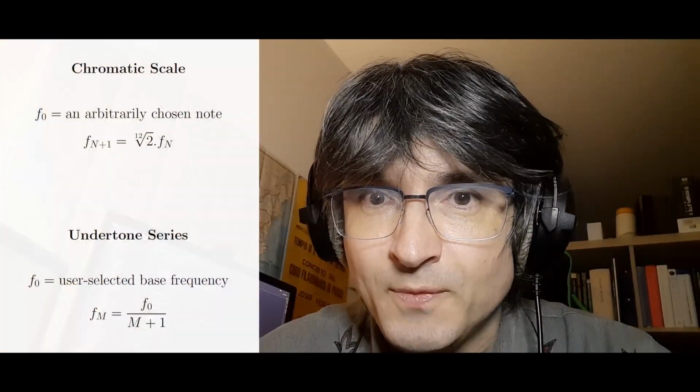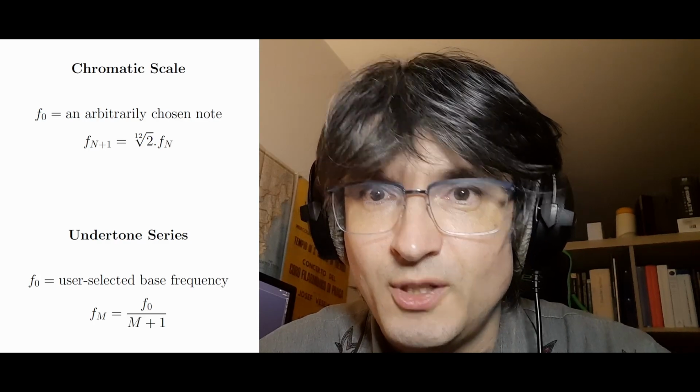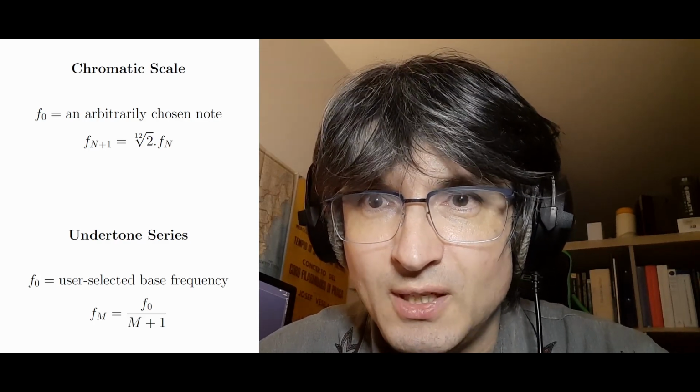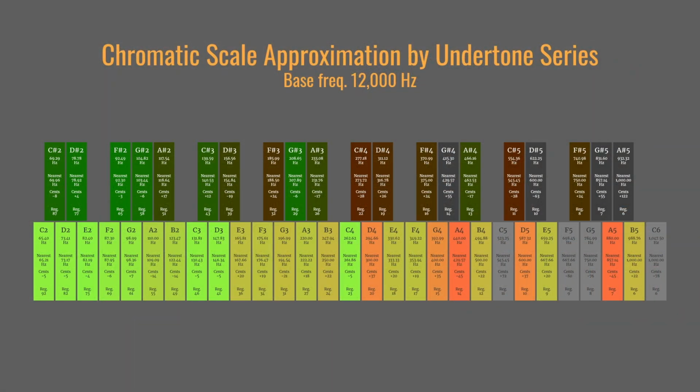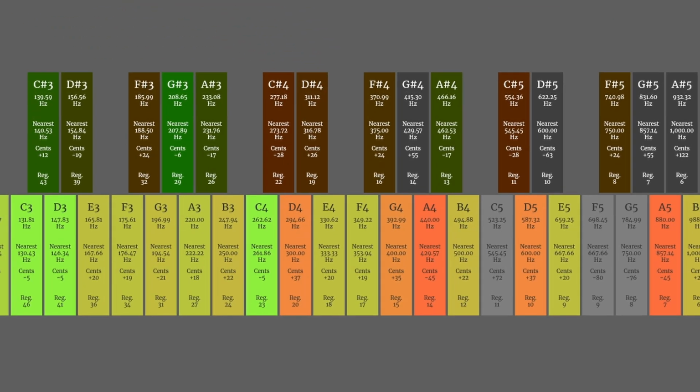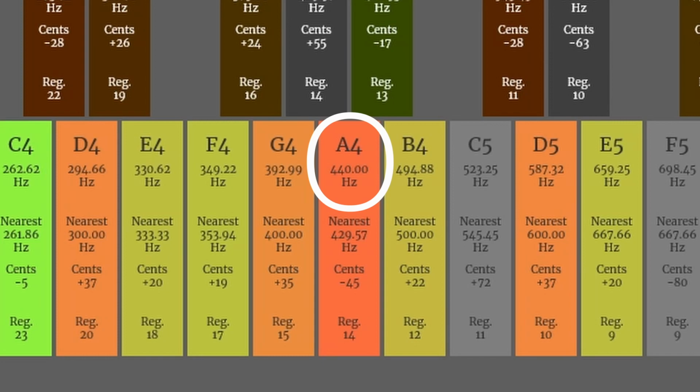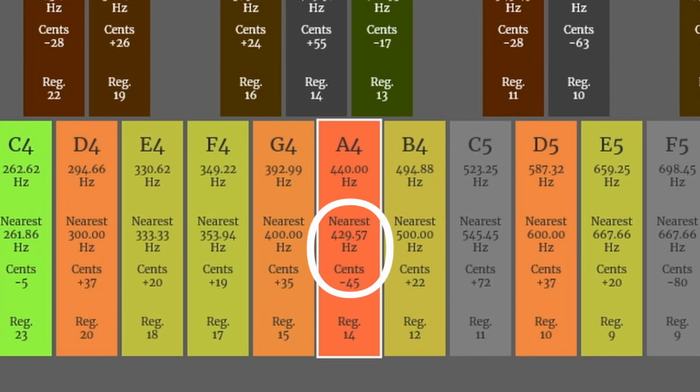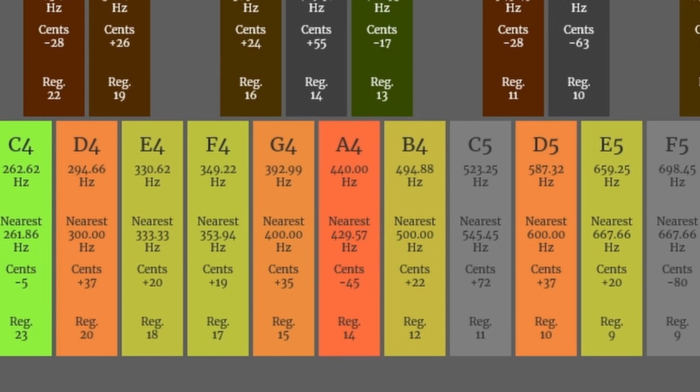They cannot be precisely represented by undertone series. Chromatic intonation using undertone series will always be just an approximation. How good an approximation? Let's find out. Let's start with the fundamental frequency of 12,000 Hz, and let's try assembling a chromatic scale that contains the A4 note at 440 Hz. For starters, we cannot even produce this frequency. The closest we can do is 430 Hz, which is a quarter tone lower. That's why this key is shown in red.